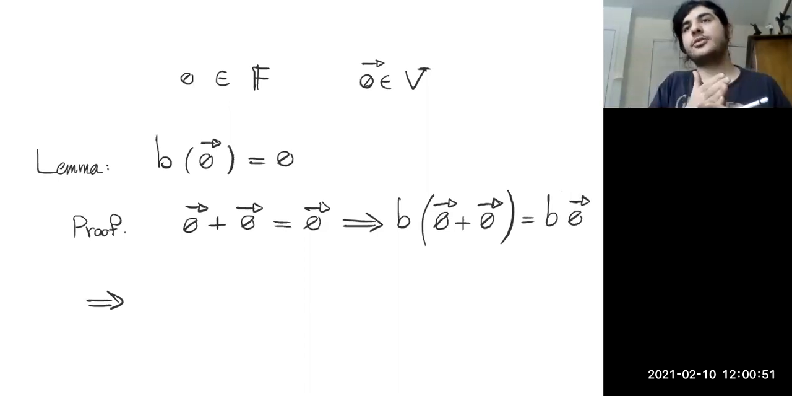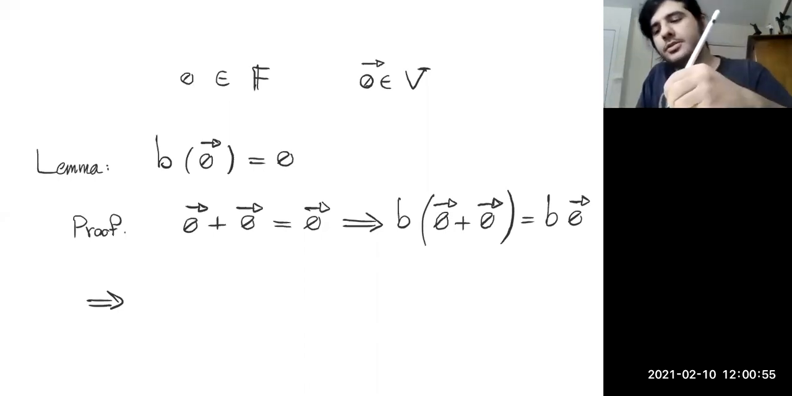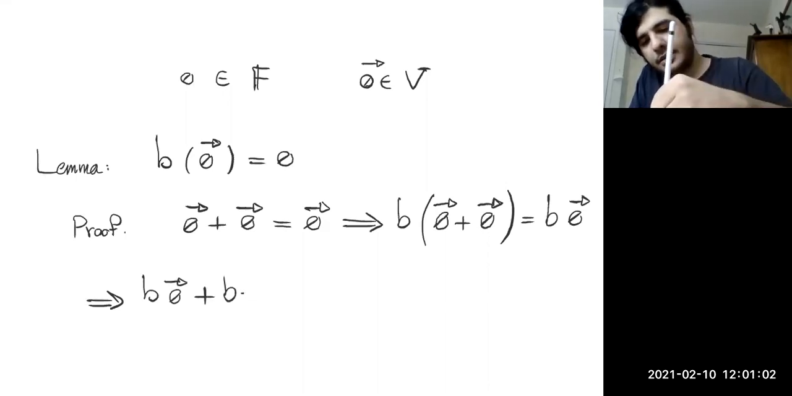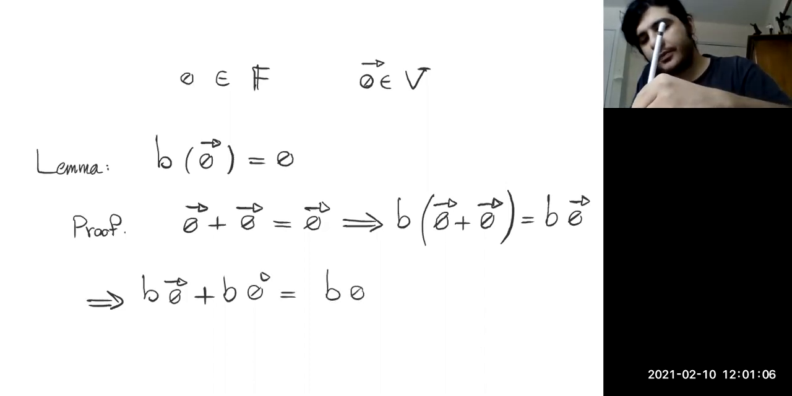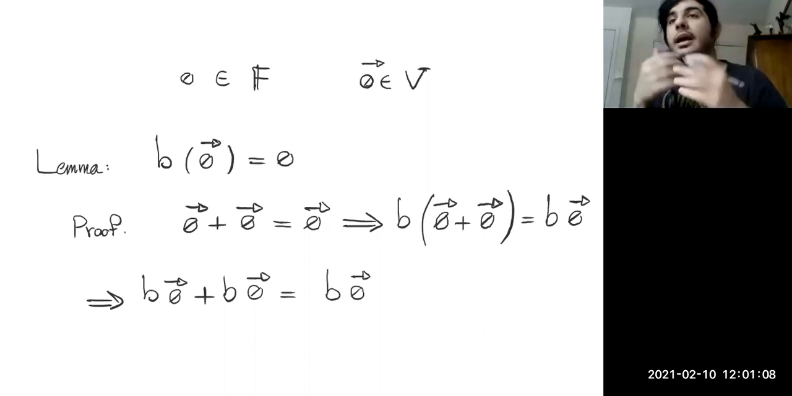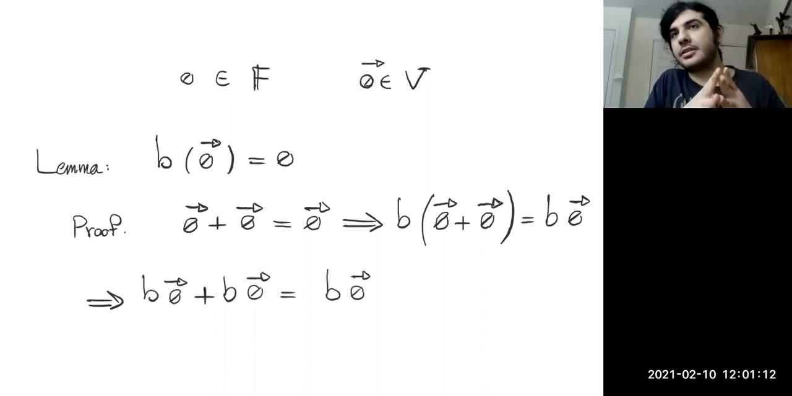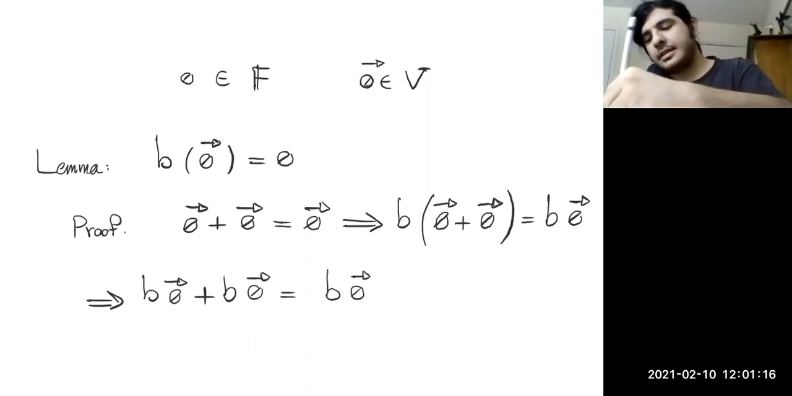Now, we had distribution of multiplication over sum. So the left-hand side is equal to B times 0 plus B times 0, which is equal to B times 0. Another property of vector spaces is that any vector has an additive inverse. So we can add minus B times 0 to both sides.